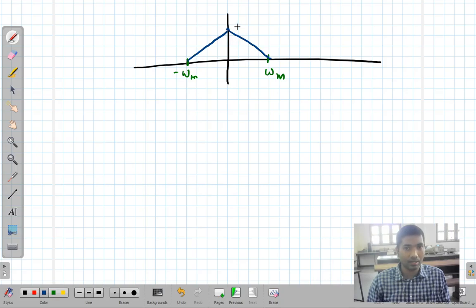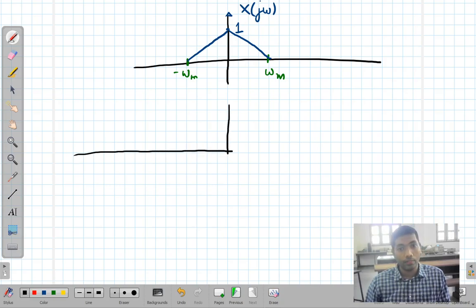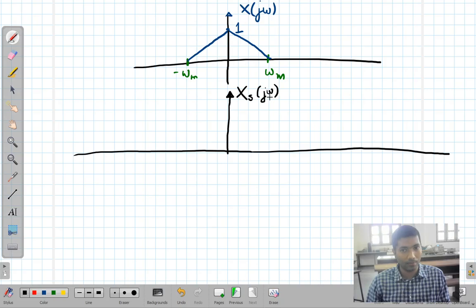So I have taken it as 1. So what is this? This is X(jω), the first thing. Now secondly, I am trying to plot the Fourier transform of the sampled signal. This is important to understand. So this is the Fourier transform of the signal. Now what I am trying to draw is Xs(jω).